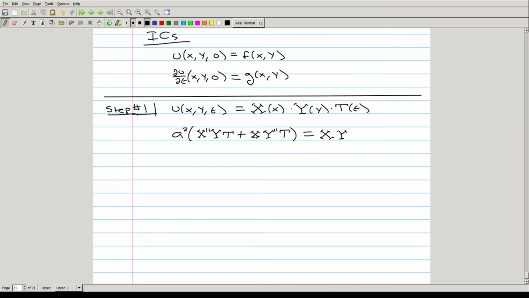x times y times t prime prime, and if we divide out by x times y times t, we end up getting a squared times x prime prime over x plus y prime prime over y is equal to t prime prime over t.